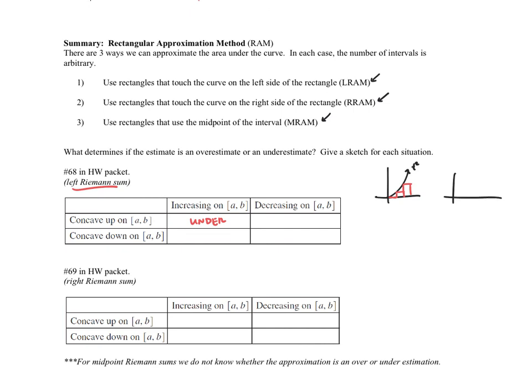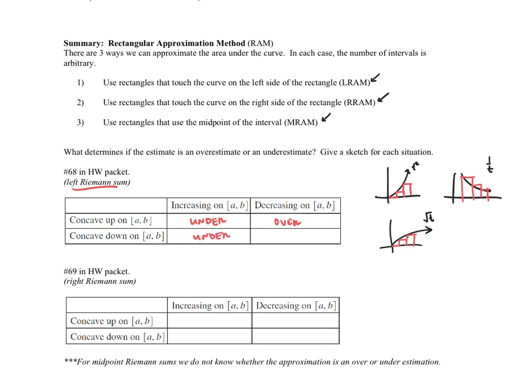Okay, let's draw a second. Let's go concave up decreasing, a function like 1 over x or 1 over t. If I did an LRAM, let's say from 1 to 4, our rectangles would look like this. That's an overestimate. So concave up decreasing will be an overestimate. Concave down increasing, a function like the square root of t. That's concave down increasing. LRAM, clearly an underestimate.